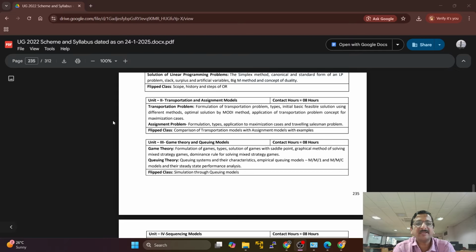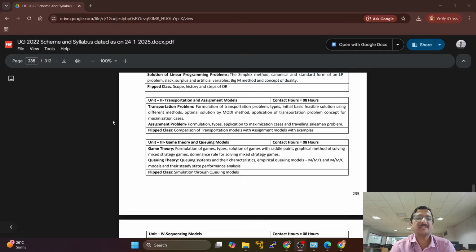The next one is game theory and the queuing model. Game theory is somewhere related to negotiation. So negotiation between two oppositely placed parties, such as the union and the management, or a cab driver and the passenger. So how to negotiate those things will be dealt with here. That will be based on either the saddle point with pure strategy, mixed strategy, and different types of methods such as the graphical method will come into the picture. Okay, then the dominance rule.